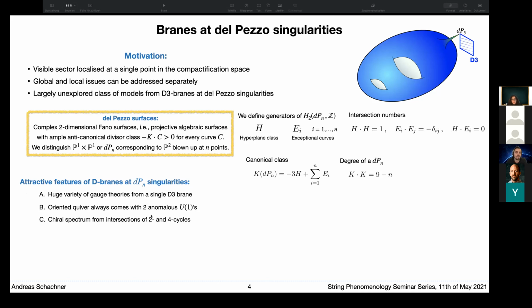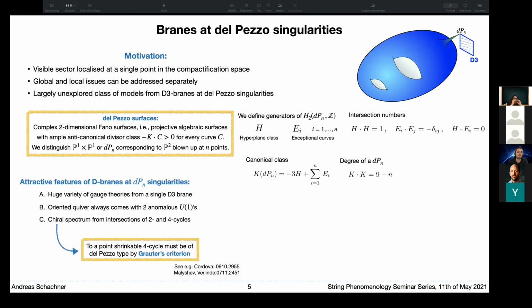Furthermore, we would like to have a chiral spectrum which arises from intersection of 2 and 4 cycles in the singular geometry. And one can show that the del Pezzo divisors inside the Calabi-Yau threefold are the unique type of 4 cycles that can be shrunk to a point using Grothendieck's criterion, which was, for example, explained in these 2 papers beautifully.